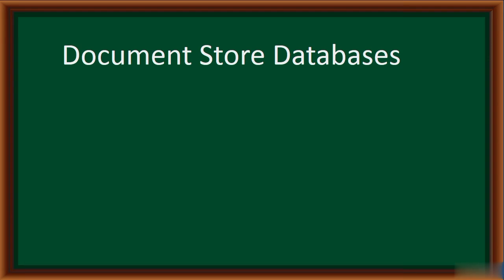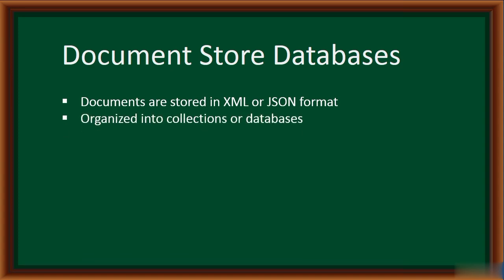This type of database stores its data in a structured format such as XML or JSON. The documents are usually organized in collections or databases. By doing it this way, it allows you to group similar documents all together. Individual documents can have unique structures, so you don't have to have the same fields in each document.